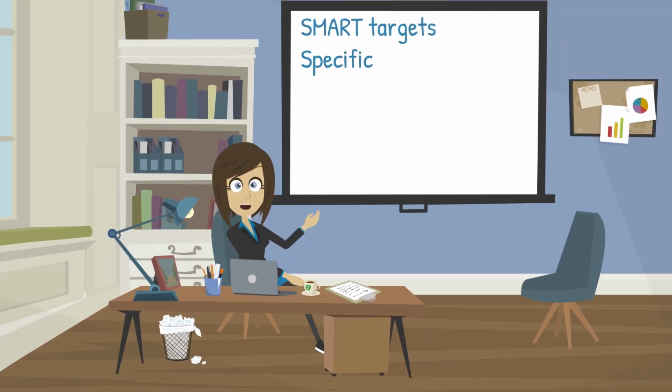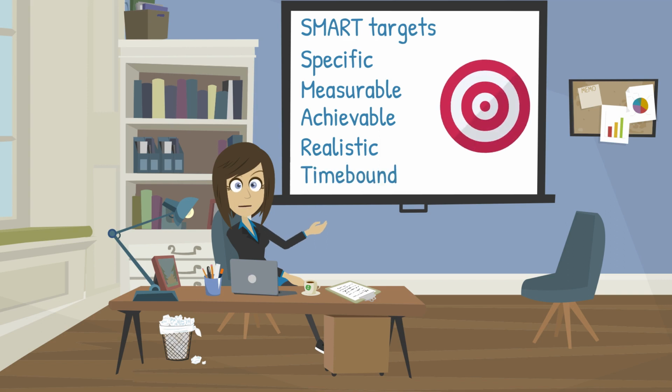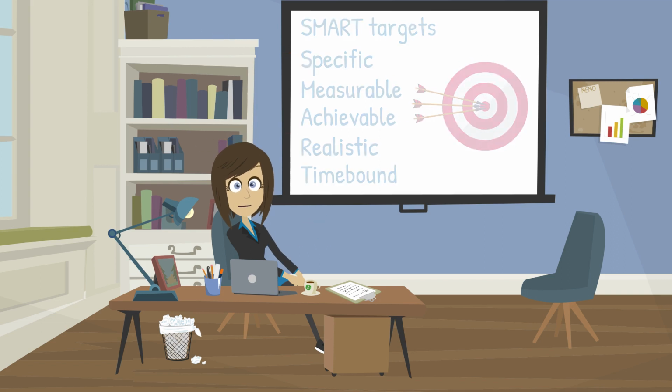Specific. What is the action? Measurable. How will you know when this has been achieved? Achievable. Can it be done with the resources you have? Realistic. Is the action realistic, or have you chosen something that cannot realistically be done in the time frame or budget? Time-bound. When are you wanting to achieve this target?